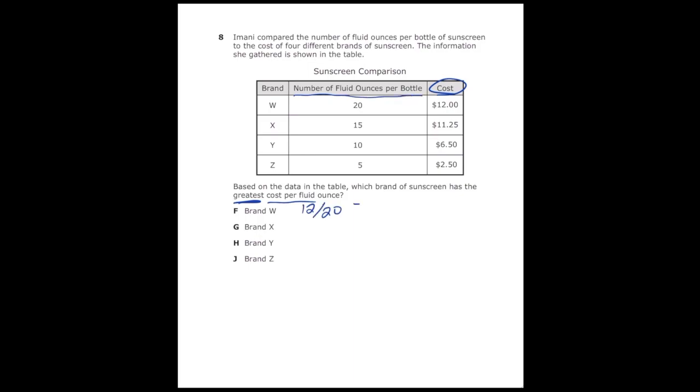So brand W is going to be 12 divided by 20, and that's going to give us 0.6. Brand X is 11.25 divided by 15, and that's going to be 0.75. Brand Y is going to be 6.5 divided by 10, and that's 0.65. And then brand Z is 2.5 divided by 5, which is 0.5. And so the greatest cost per fluid ounce is 0.75, which is letter G.